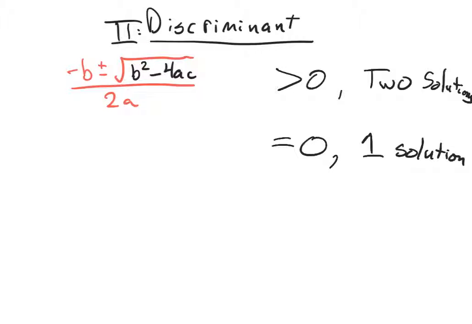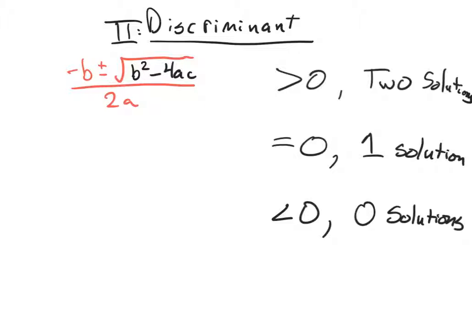And then the last case is if this number is actually negative, so if it's less than 0. So if this b squared minus 4ac is this number right here, if that's less than 0, then you're taking a square root of a negative number right here in the quadratic formula. Well, you can't do that. So you actually don't get any solutions there.